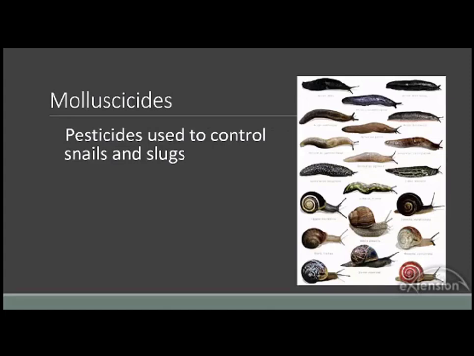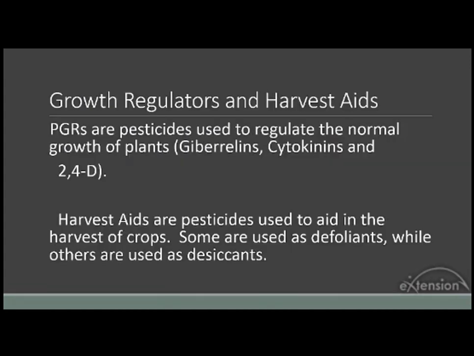Molluscicides control snails and slugs, and usually these products must be consumed by the snails or the slugs to be effective. Baits are the most commonly used molluscicides. Growth regulators and harvest aids are pesticides used to regulate the normal growth of plant tissue. They can either speed up or slow plant growth as needed. Harvest aids such as defoliants and desiccants can cause the leaves of the plant to drop off but doesn't actually kill the plant. Desiccants actually draw moisture from the plant. All of these are used to help harvest crops produced by these plants.